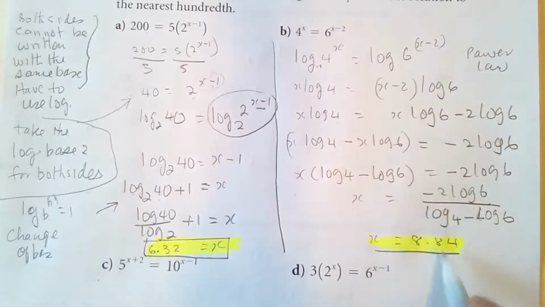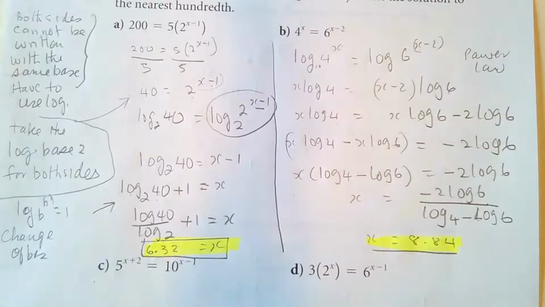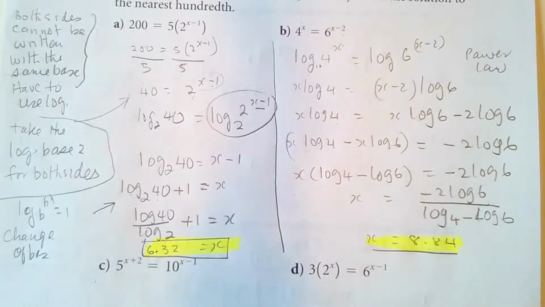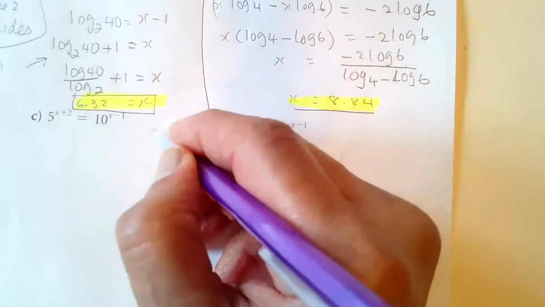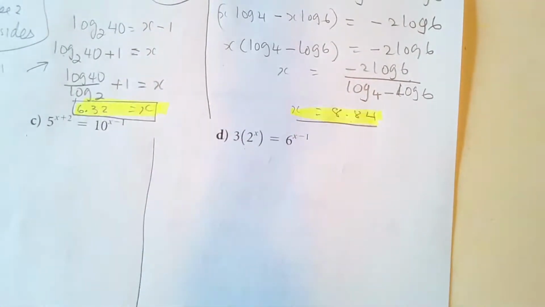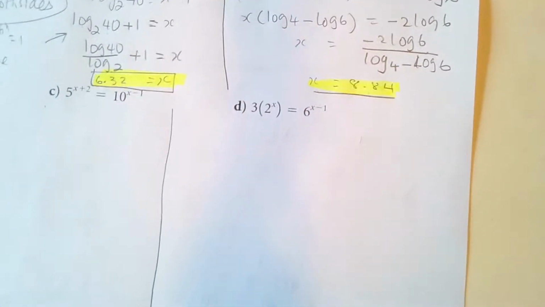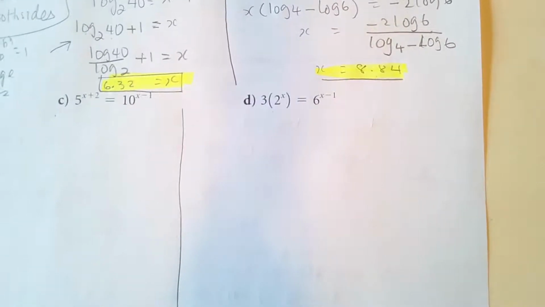We can always verify our solution by substituting 8.84 for x and solve. There are two other questions. They're very much similar to the ones we did earlier. But I'd just like to look at D. That's an interesting twist to this question. So let's look at D for a moment here.